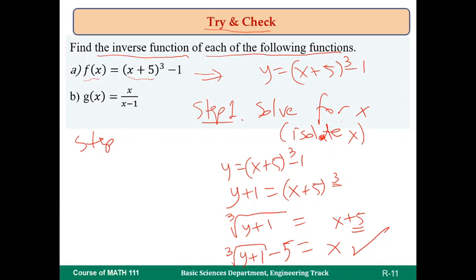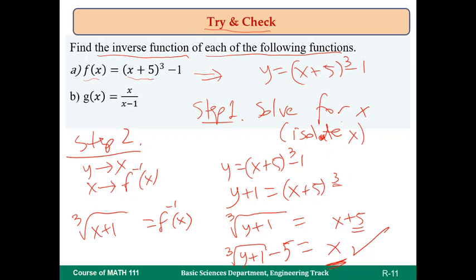So step 2 is this one now. Change y to x and x to f inverse of x. So do them simultaneously. It means f inverse of x should be equal to, changing x with f inverse and y with x, the cube root of (x plus 1) minus 5. Okay, so we got the inverse function. Now we can do the same thing for the second one.